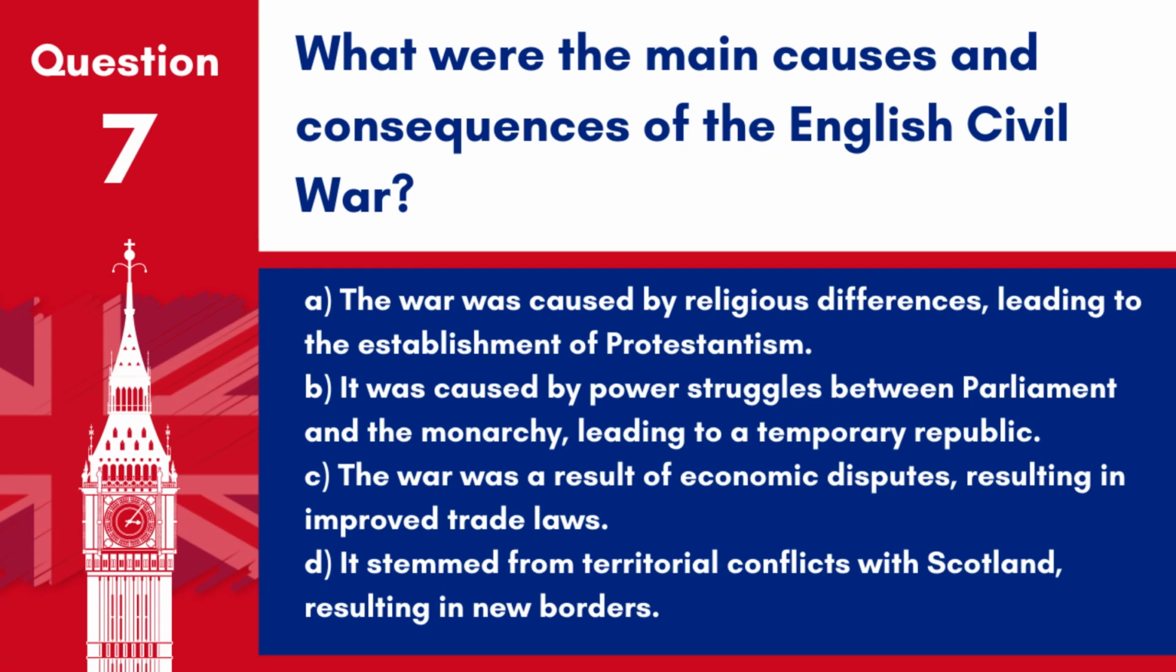Answer: B. It was caused by power struggles between Parliament and the monarchy, leading to a temporary republic. The English Civil War was primarily about the governance and power dynamics, culminating in the execution of Charles I and the establishment of the Commonwealth.